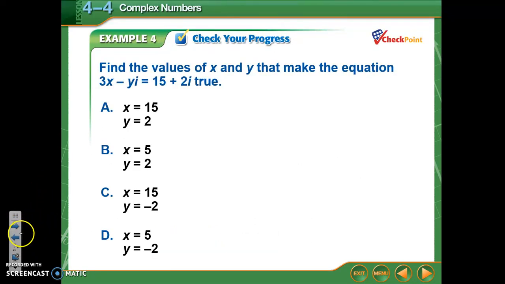All right, you guys try this one. Okay, the answer here should be D. x is 5 and y is negative 2.